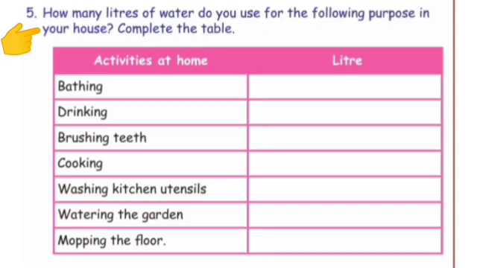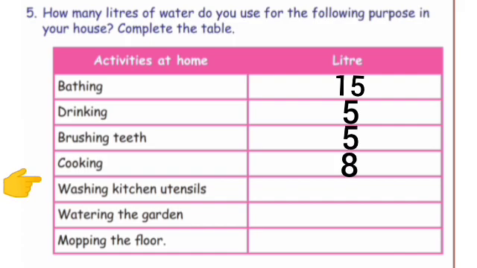Children, next one, how many liters of water do you use for the following purpose in your house? Complete the table. Activity at home, liter. First one, bathing 15 liter, drinking 5 liter, brushing teeth 5 liter, cooking 8 liter, washing kitchen utensils 10 liter, watering the garden 12 liters, mopping the floor 15 liters. Children, I have completed this table according to my household activities. Try to complete this table according to your household activities.